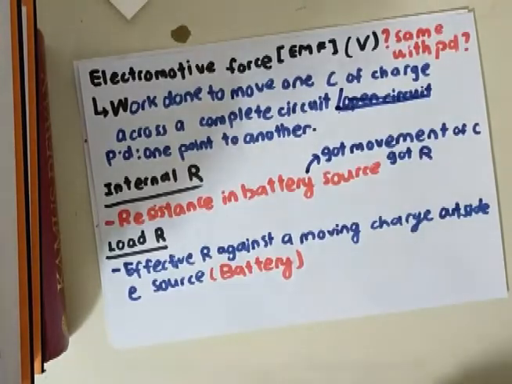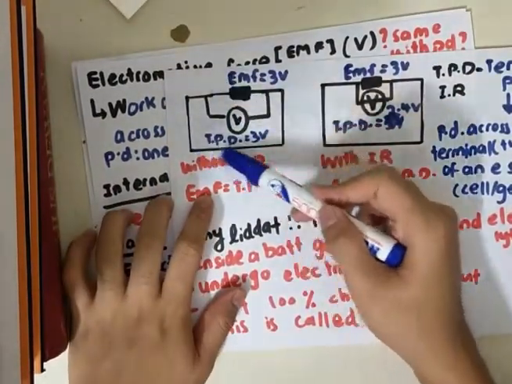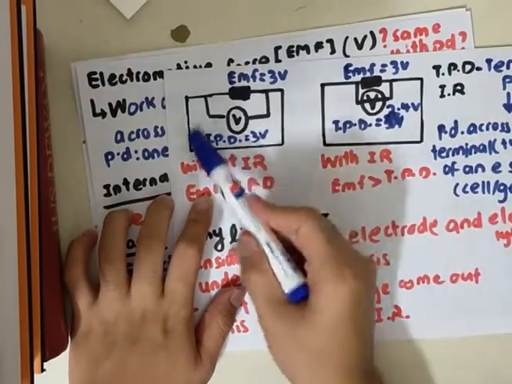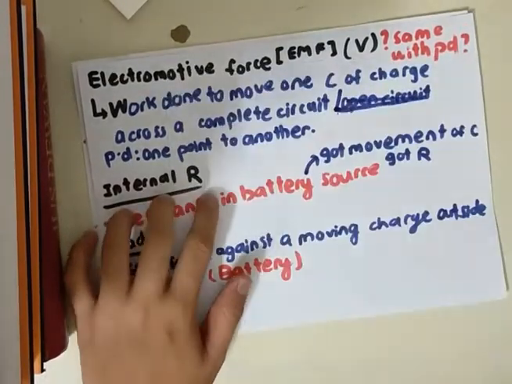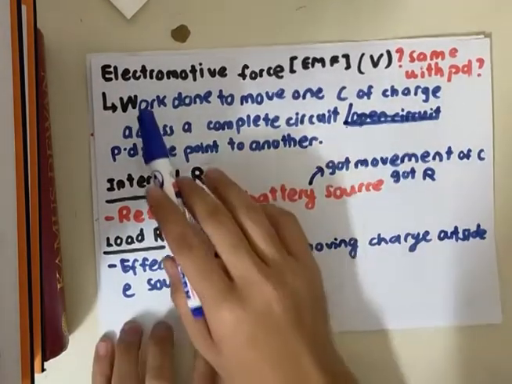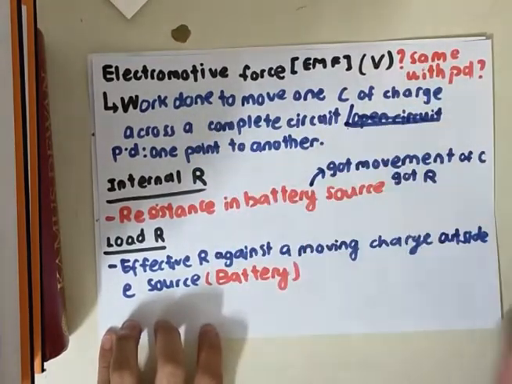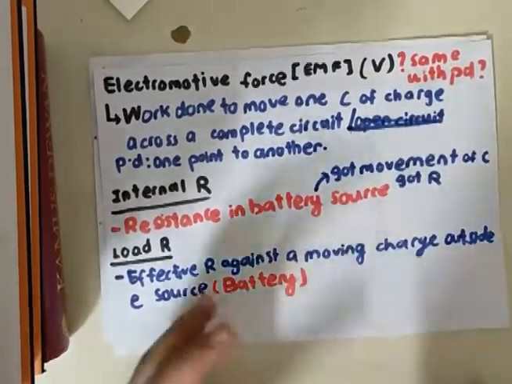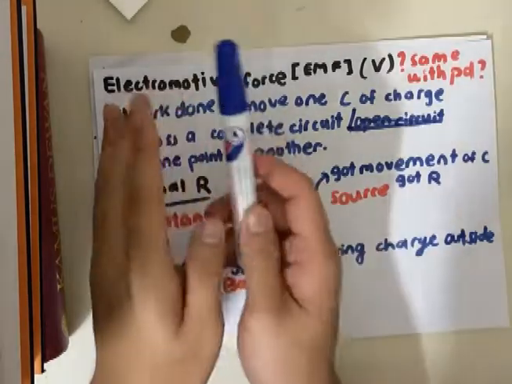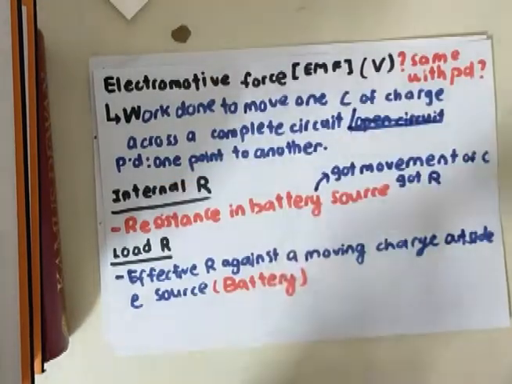So what does a complete circuit mean? A complete circuit means going from the positive terminal to the negative terminal. It means that you move one full cycle through your circuit. Compared to that, potential difference is the work done to move one coulomb of charge from one point to another. So that's the main difference: one is from this point to that point, but the other one is through the complete circuit.